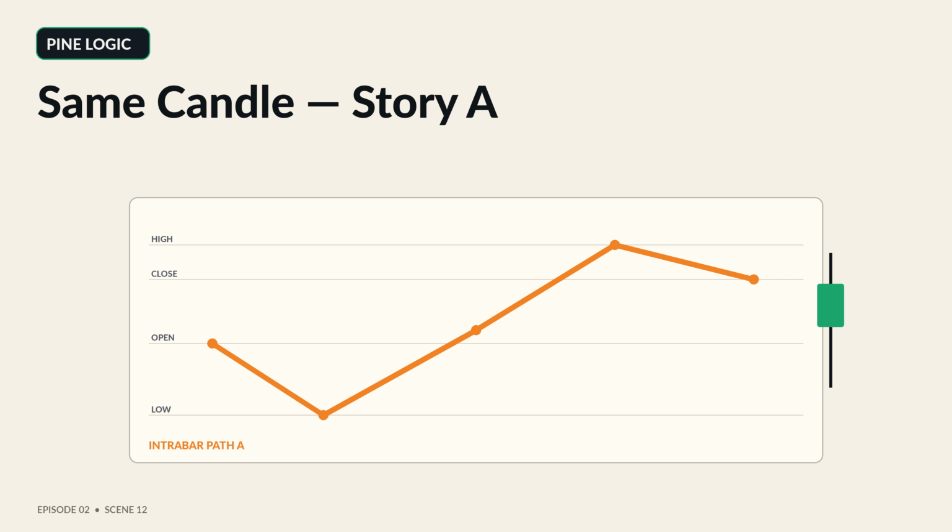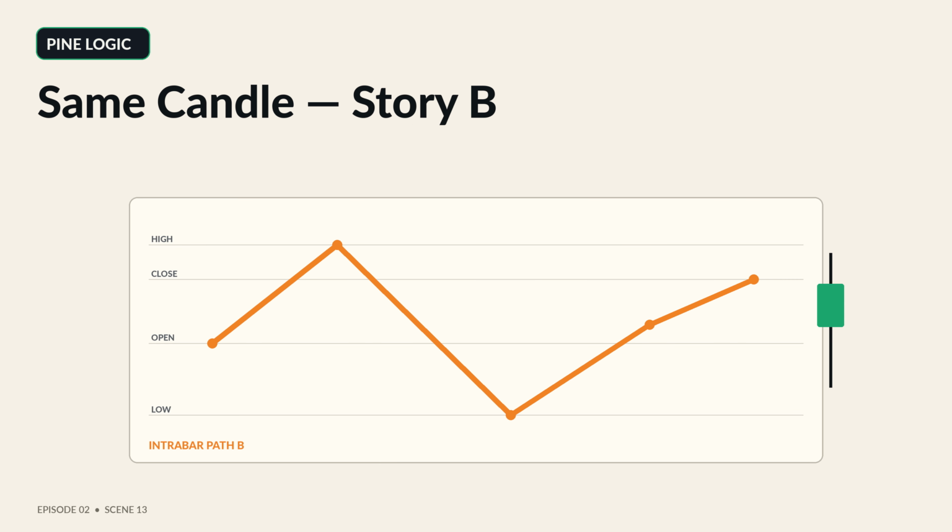Now the surprising part. 2 completely different intrabar sequences can create the exact same candle. Story A: price opens, sells off, finds demand, rallies through the open, reaches the high, and closes near the top. You get a green candle with a lower wick. Story B: price opens, rallies first, collapses to the exact same low, then recovers late to the exact same close. Same open, same high, same low, same close, same candle, completely different path.